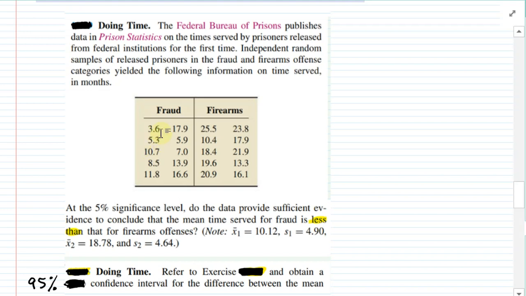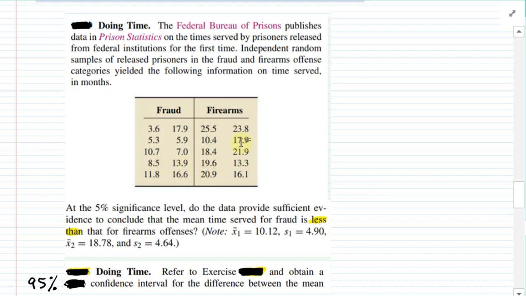So here's the data for the two groups, fraud and firearms. If I just take a look at these, by the way, the sample sizes here are equal. They don't need to be equal. It just so happened they made them equal here. Could be, but not necessarily. So look at the times they spent. These are the people that were sent to prison and did time for fraud. As little as almost 4 months and as high as about 1.5 years maybe. But for the most part, most of these numbers are less than 12 months, right? So less than a year.